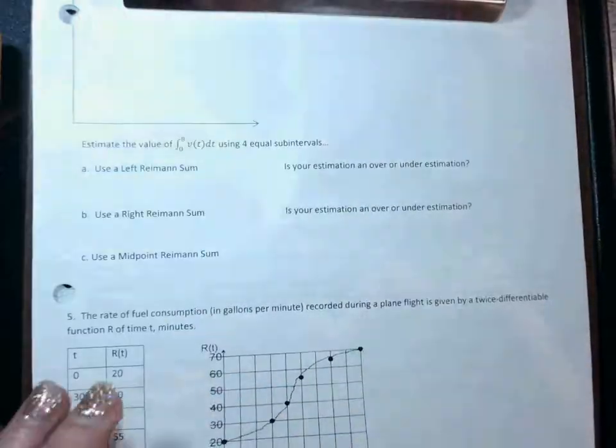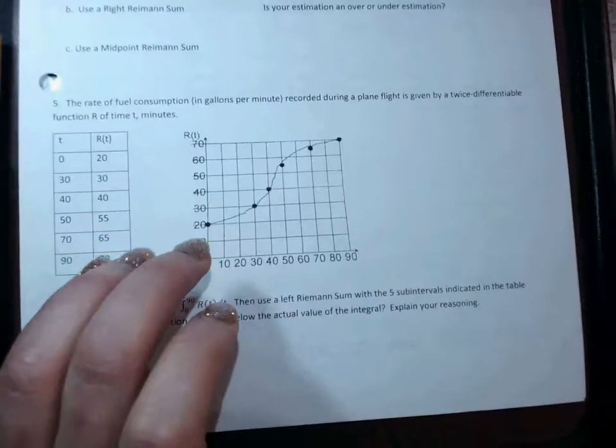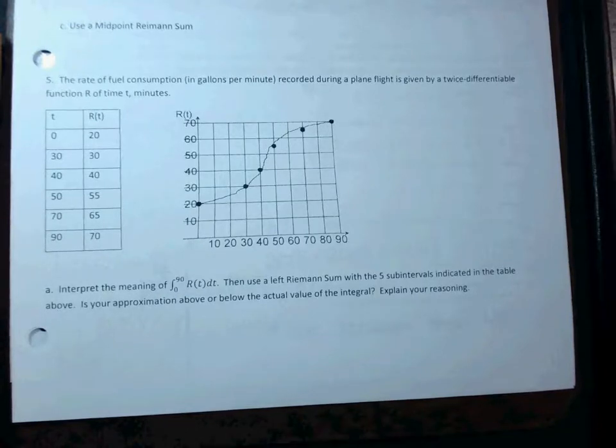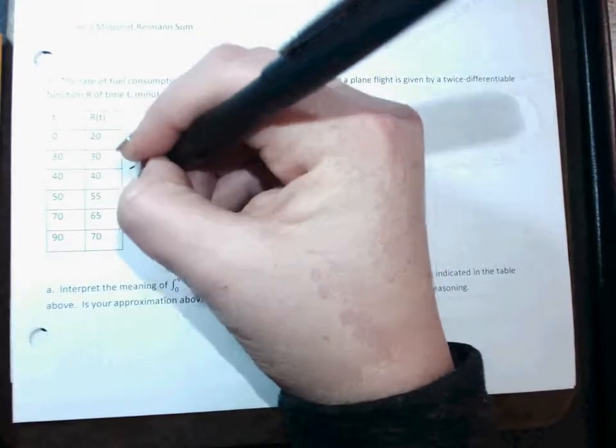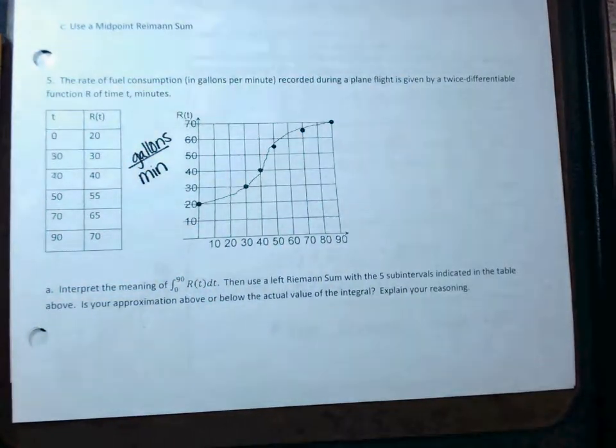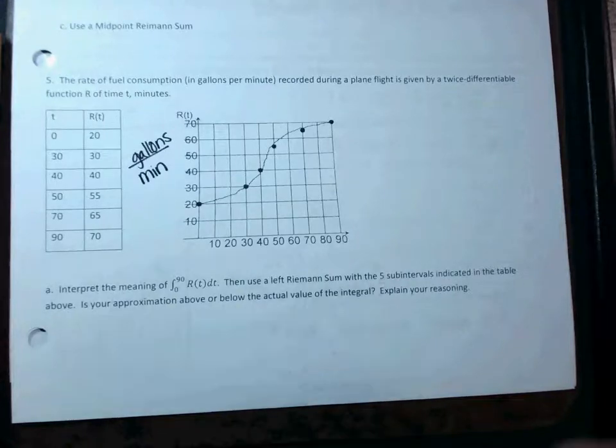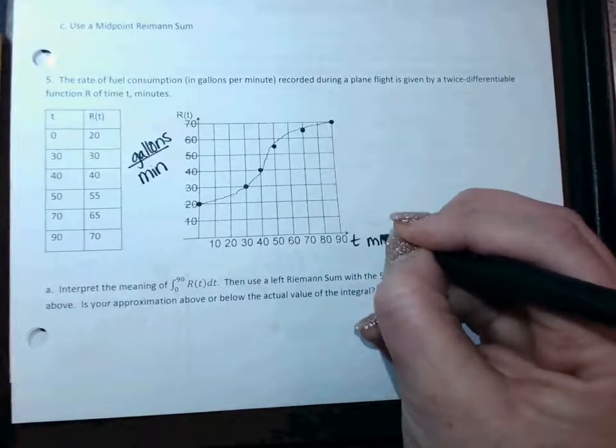Let's do number 5 with the little chart. That way we don't have to make our own. Okay, so we have the rate of fuel consumption in gallons per minute. I'm going to label that here. Gallons per minute. Recorded during the plane flight, and time is measured in minutes.